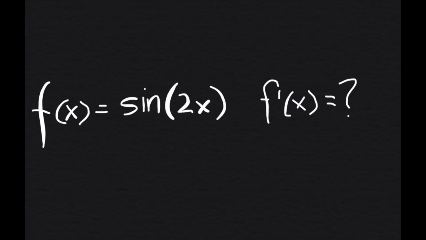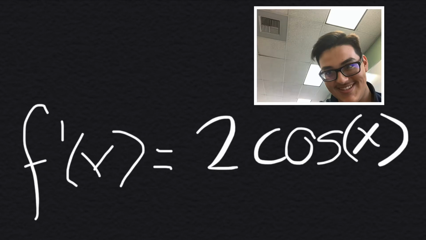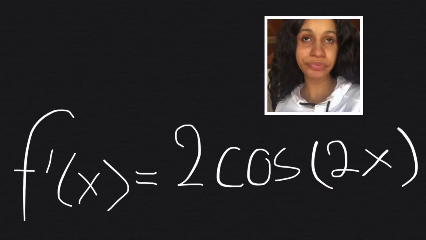So for the first match of the first round, our 2 contestants will be Addison Ray and Jeff. The first question is, if f of x equals sine 2x, what does f prime of x equal? Please reveal your answers. Jeff? I got f prime of x equals 2 times the cosine of x. Oh, I'm sorry, Jeff, that is incorrect. Addison? I got 2 times the cosine of 2x. Addison, that's correct. We move on to the second round.